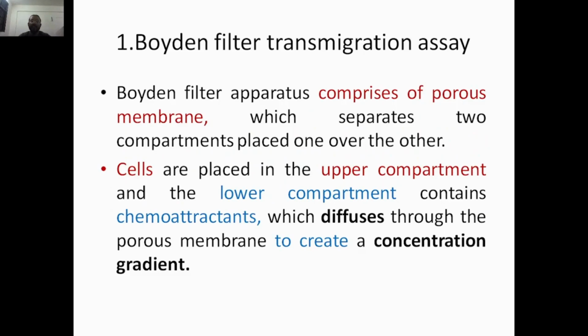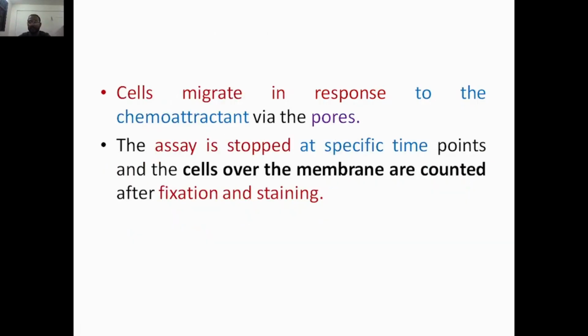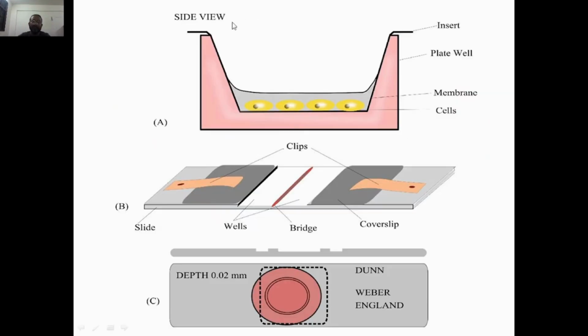Now the next thing is the Boyden filter transmigration assay. The Boyden filter transmigration assay is where we use transmigration. There is a filter or a membrane, through which the migration will occur. The Boyden filter apparatus is comprised of a porous membrane, which separates two compartments placed one over another. This is how it looks. This is your Boyden's chamber. We have the plate, the well, and the membrane here. This is a membrane, and these are the cells. This is the side view.